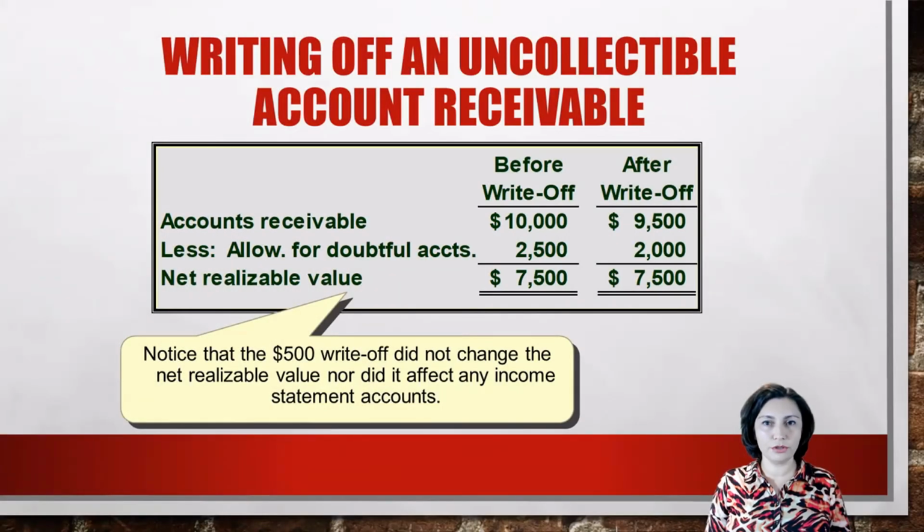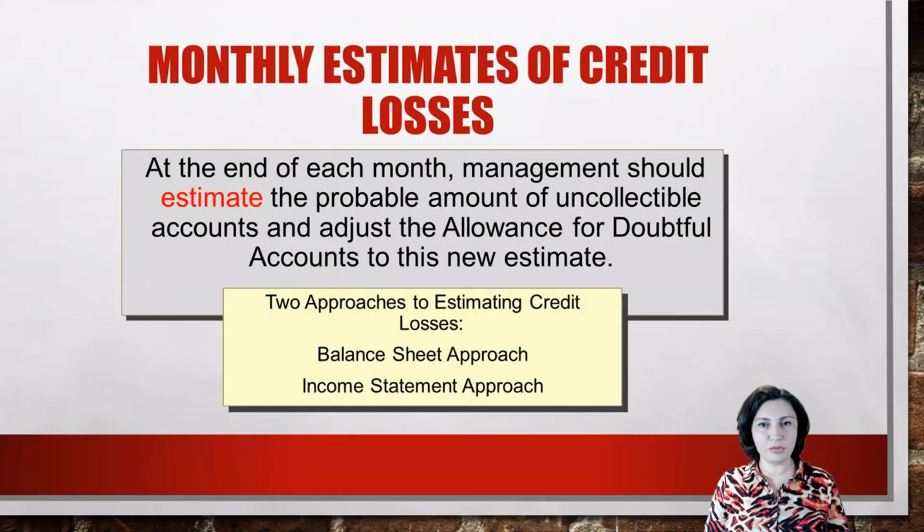After the $500 write-off, the accounts receivable balance is reduced to $9,500 and the allowance for doubtful accounts balance is reduced to $2,000. Notice that the $500 write-off did not change the net realizable value, nor did it affect any income statement accounts. At the end of each month, management should estimate the probable amount of uncollectible accounts and adjust the allowance for doubtful accounts to this new estimate.